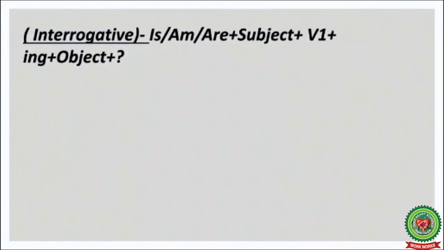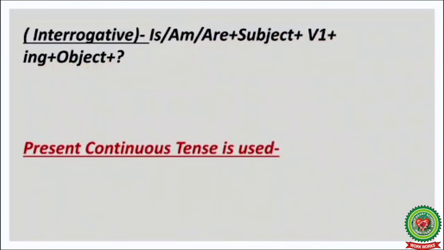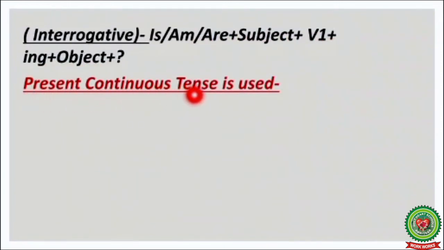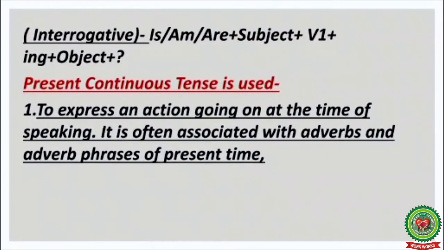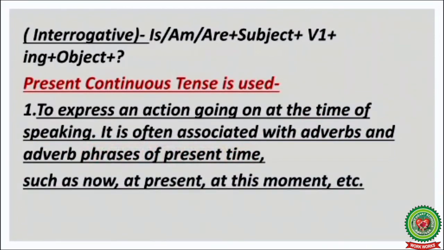In interrogative sentence, the structure is am plus subject plus present form of the verb plus ing plus object plus question mark. Students, present continuous tense is used firstly to express an action going on at the time of speaking. It is often associated with adverbs and adverb phrases of present time, such as now, at present, at this moment, etc. The action that is going on at the present moment.